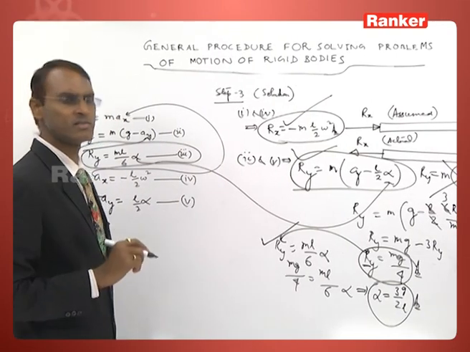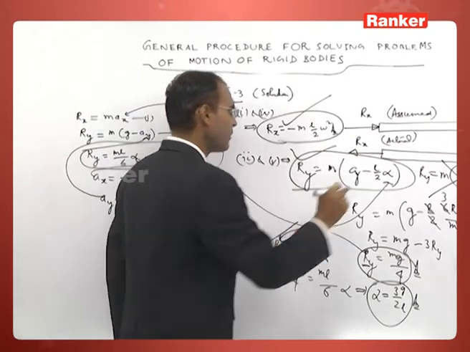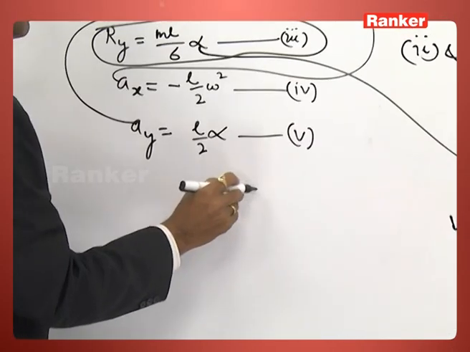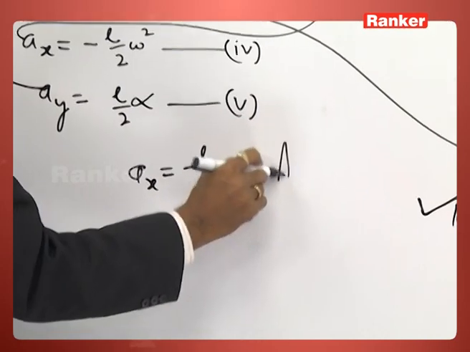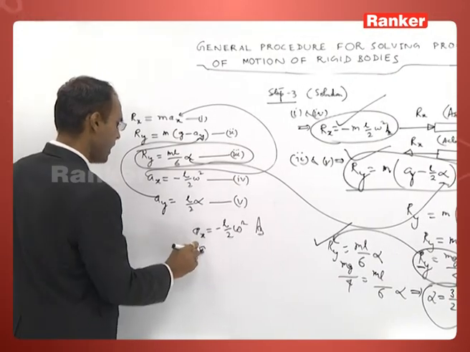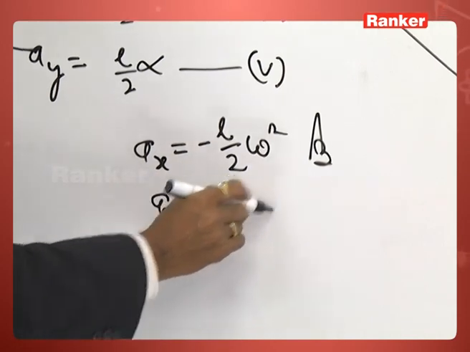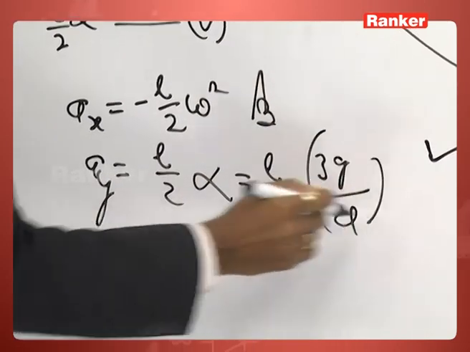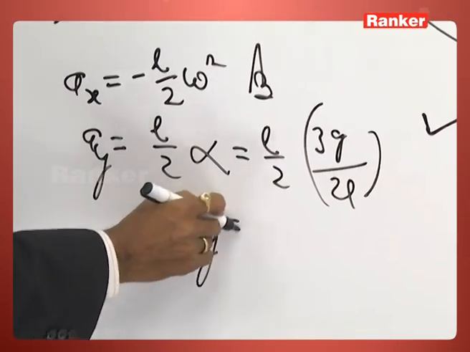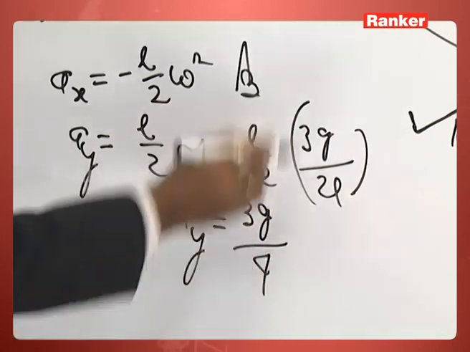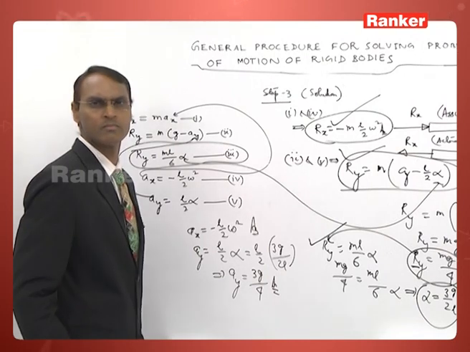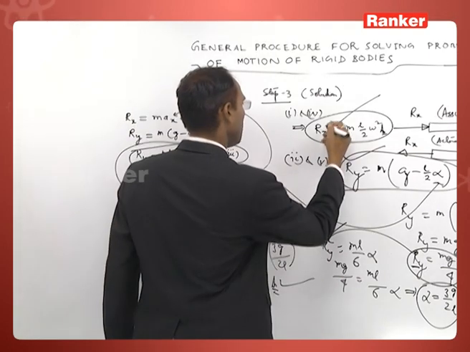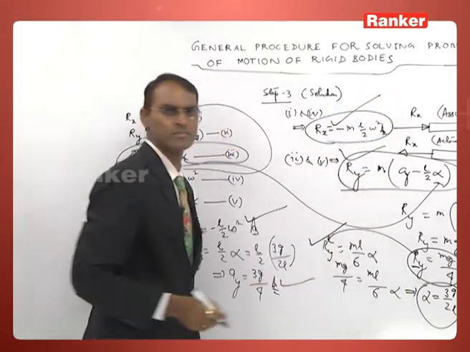Now the accelerations of the center of mass. Ax is equal to minus L by 2 into omega square, answer. Ay is equal to L by 2 into alpha. What is alpha? 3g by 2L. Therefore, Ay is equal to 3g by 4, answer. We got Ay, we got Ax, we got Ry, we got Rx.